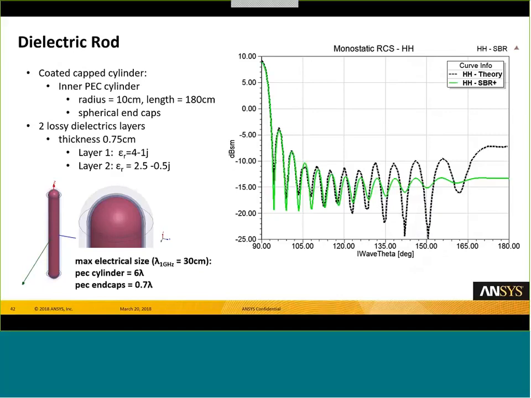And that makes sense because we're illuminating this object from the bottom side, which means the only features that are seen are the electrically small spherical end caps. Those are sub-wavelength, and we already know that SBR Plus is not the appropriate solution for that type of problem. So it makes sense that we get disagreement down at that look angle. So this is a really excellent agreement for treatment of dielectric materials.